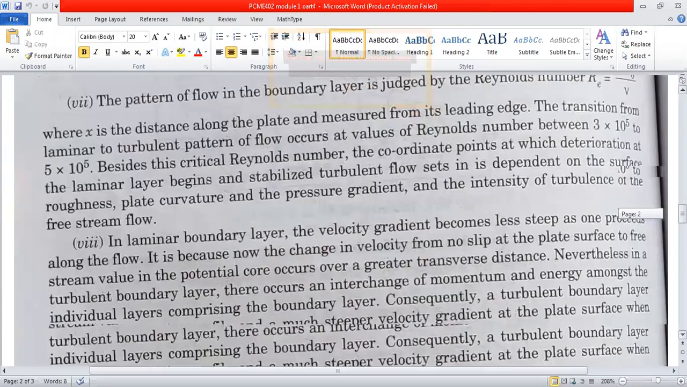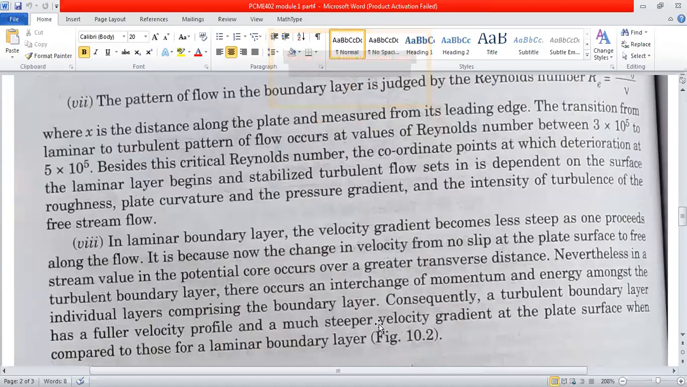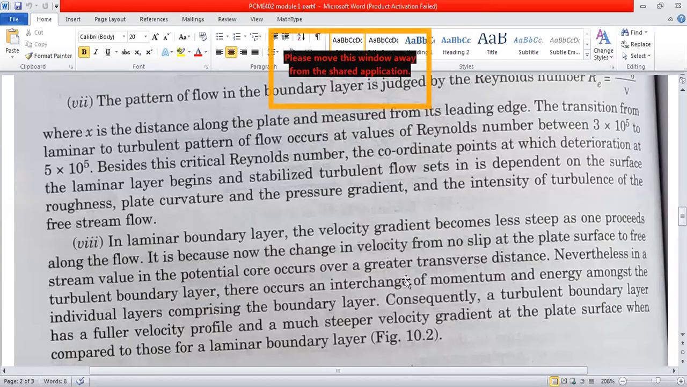In the laminar boundary layer, the velocity gradient becomes less steep as one proceeds along the flow. It is because the change in velocity from no slip at the plate surface to the free stream value in the potential core occurs over a greater transverse distance. Nevertheless, in a turbulent boundary layer, there occurs an interchange of momentum and energy, because the velocity will change in case of a turbulent boundary layer. So momentum or energy will change.